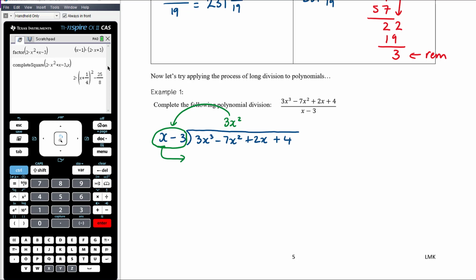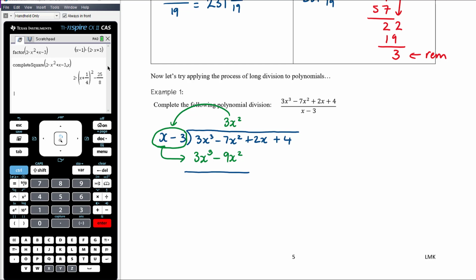So 3x squared times x minus 3 is 3x cubed, minus 3 times 3x squared is minus 9x squared. Now, the whole point of this is that these terms should be the same. That's how you picked it: you worked out what you'd have to multiply x by to make it the same as 3x cubed. If those two terms aren't the same, you put the wrong thing up the top, or you did your multiplication wrong. Because the next thing we do is subtract, and it's really important that those terms eliminate. 3x cubed minus 3x cubed is 0.